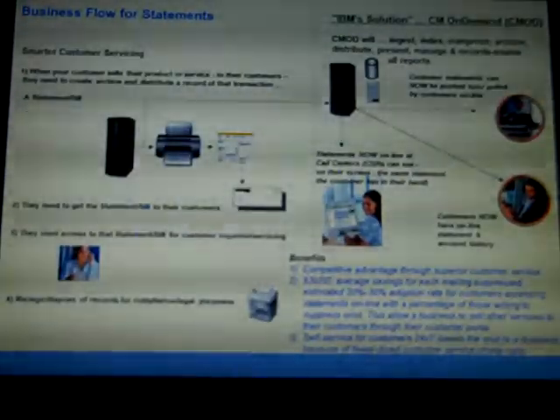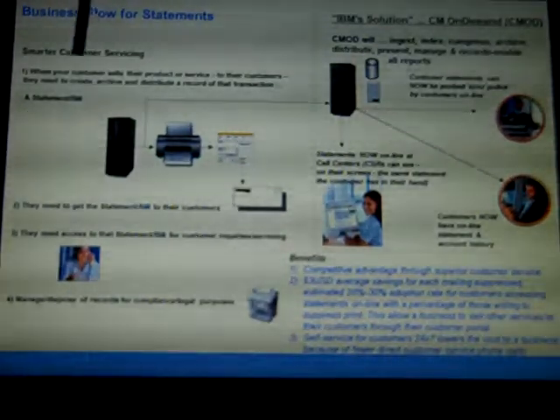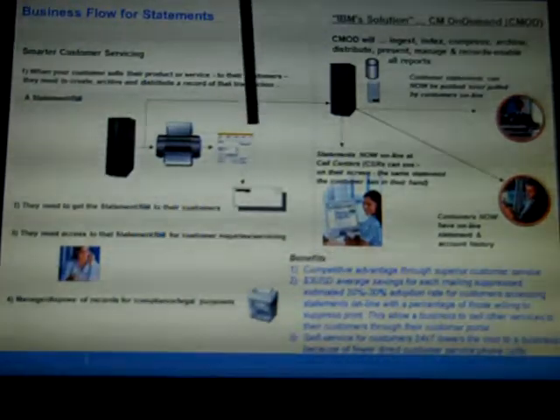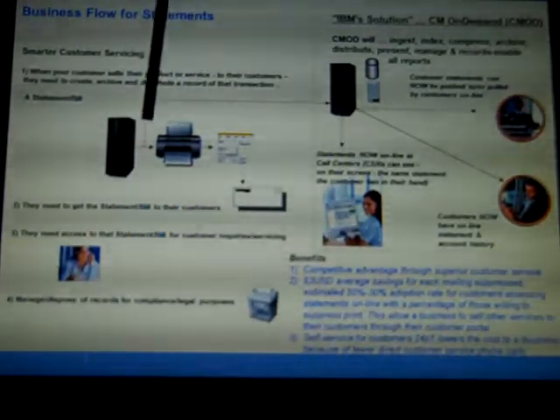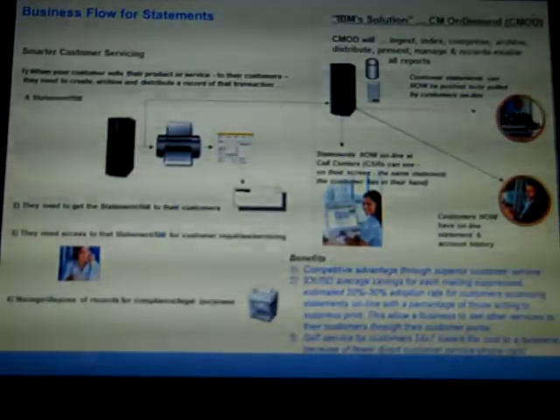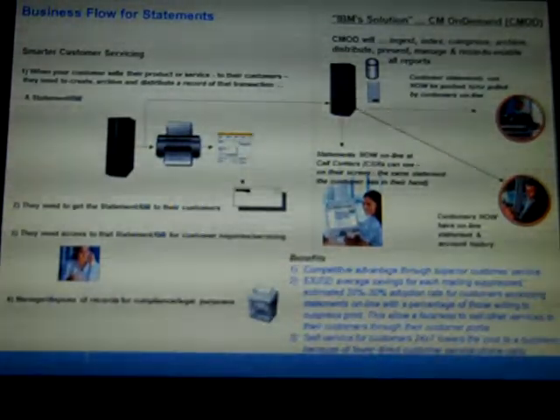This is a classic business flow for statements. When a statement is presented, it's usually presented by paper and mailed to the customer. Again, we're able to intercept that so that CM OnDemand can allow that to be viewed directly by the customer over the internet. Customers now have online statement and account history access, and customer service reps have immediate access to the same information that was sent to the customers.